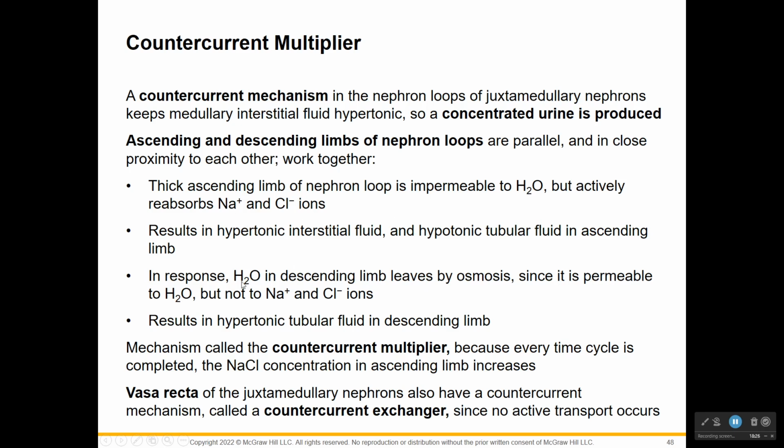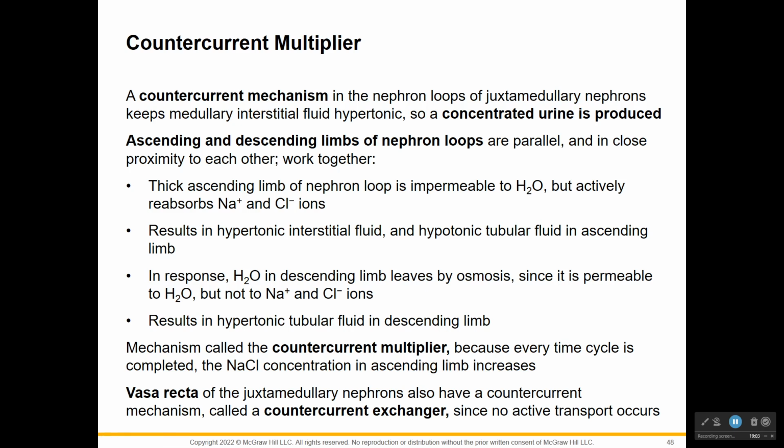And so what happens is water is always going to leave from where there's more water to less. So it's going to go by osmosis. It says in response, water in the descending limb leaves. Okay, but the sodium and chloride ions don't leave because the descending limb's not permeable to them. And so what happens is you have this hypertonic tubular fluid in the descending limb. And this is the countercurrent multiplier, because every time you do it, the salt concentration increases in the ascending limb.